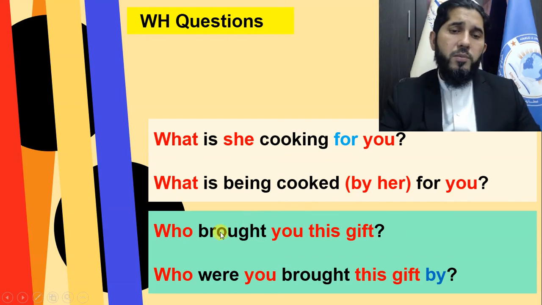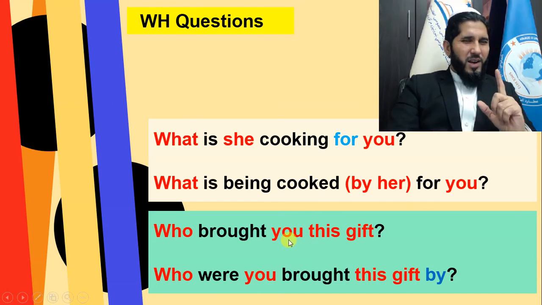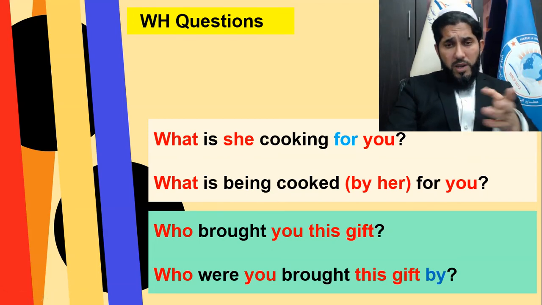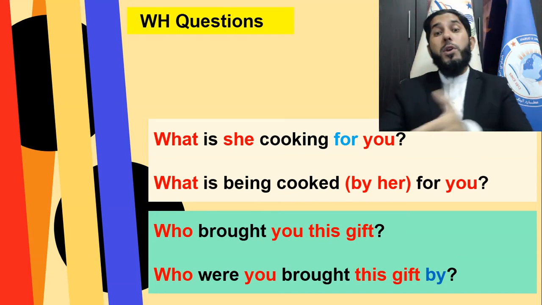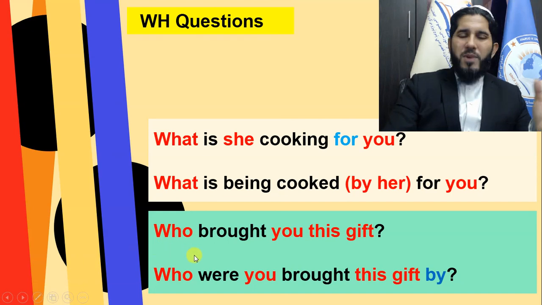Now look at this example. Who brought you this gift? Because the indirect object you comes first after the main verb, who brought you this gift, simple past tense, okay? But if you bring the direct object first, who brought this gift for you, then you need to add the preposition for. But it's somehow an informal way. So who brought you this gift?